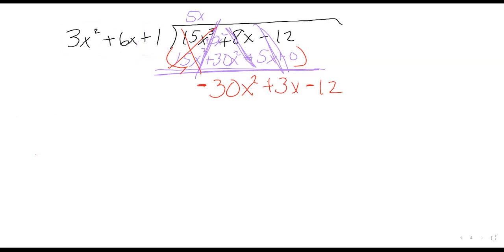Now I need to go ahead and do it again. Only now I need to match 3x squared to negative 30x squared. So what do I need to multiply by to go from 3x squared to negative 30x squared? Multiply by negative x. 3x, sorry, negative 3x. If I did 3x squared times negative 3x, I would get what? 3x squared.